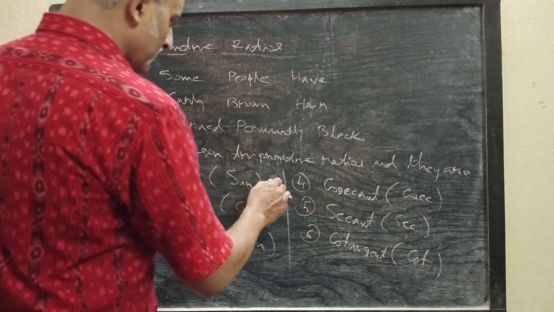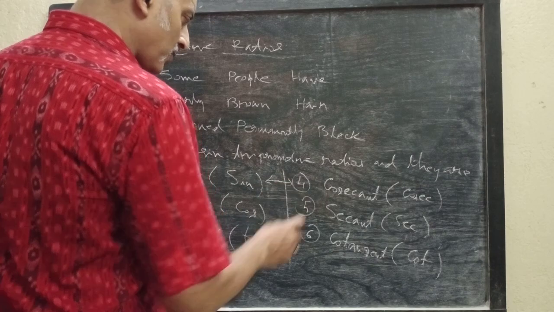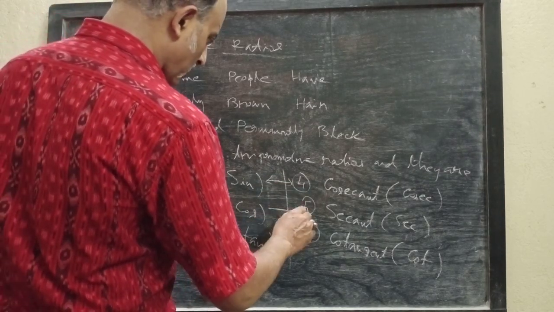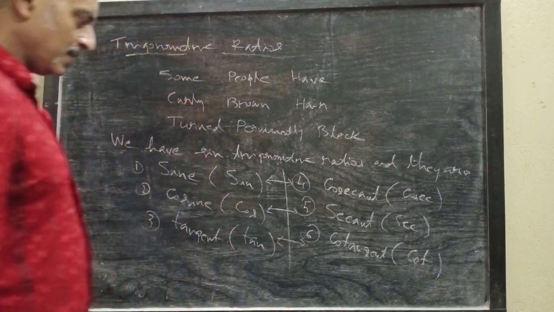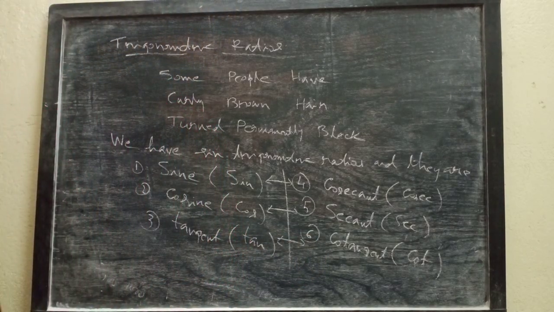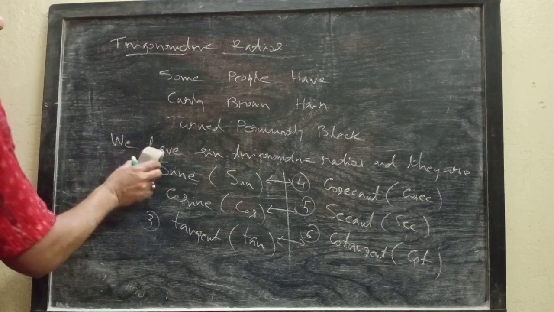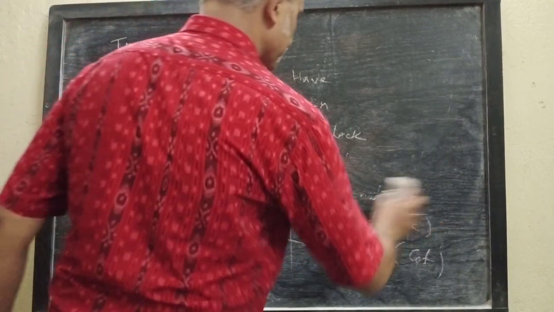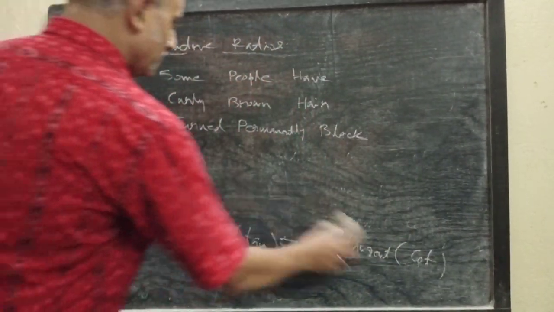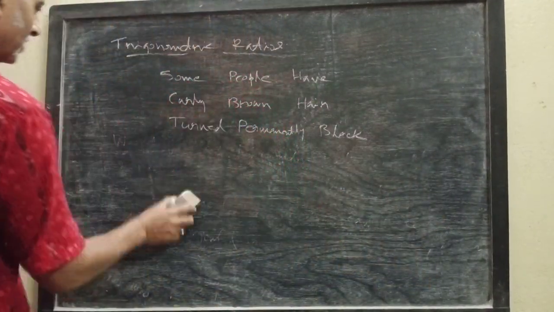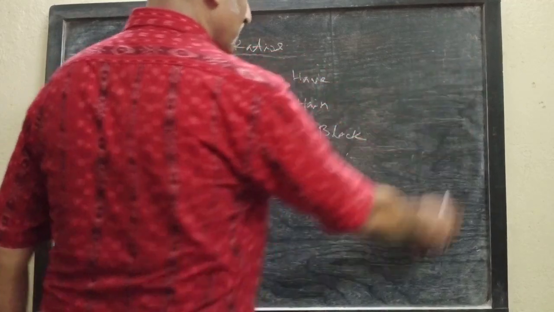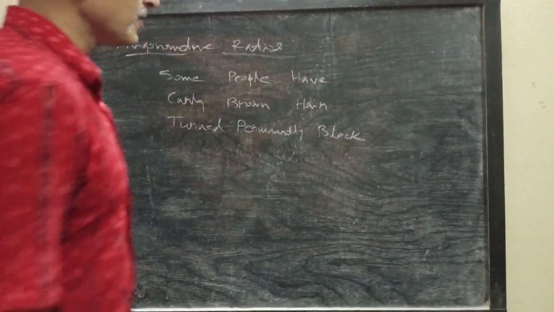Look, sine and cosec are reciprocal of each other. Cos and sec are reciprocal of each other. Tangent and cotangent are reciprocal of each other. I am just keeping these 3 lines because this is important for defining the ratios.